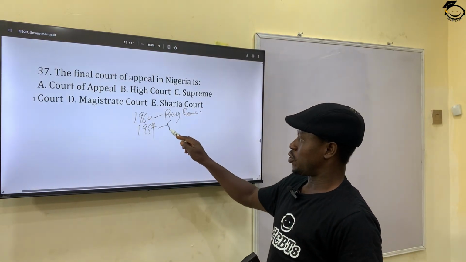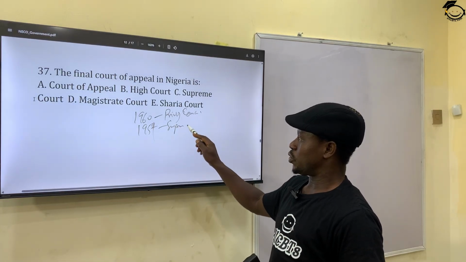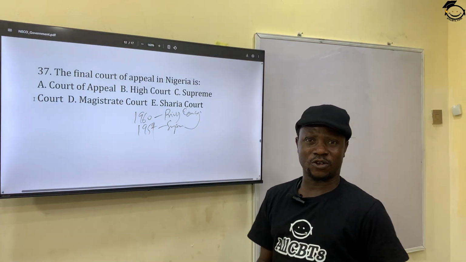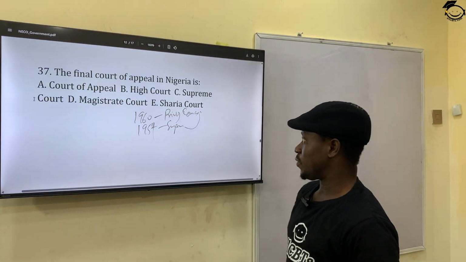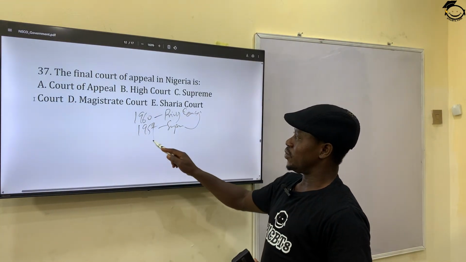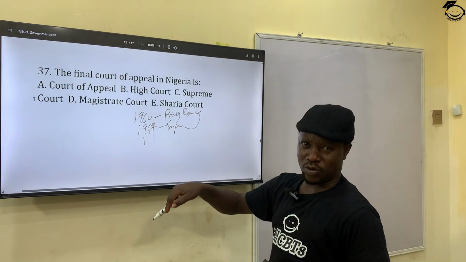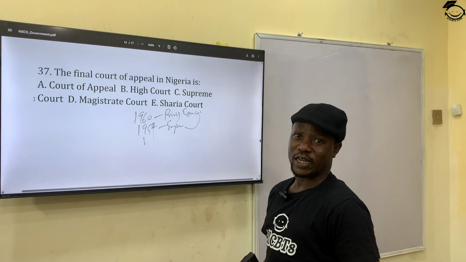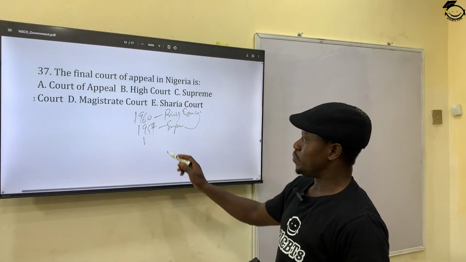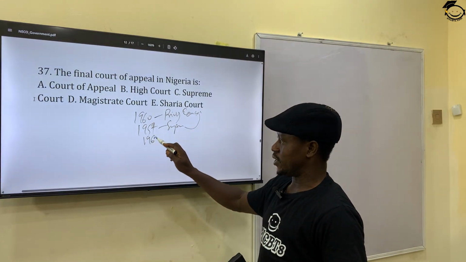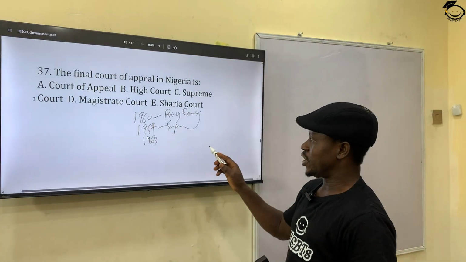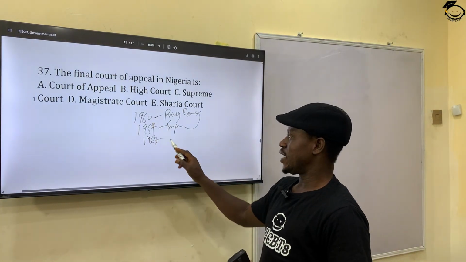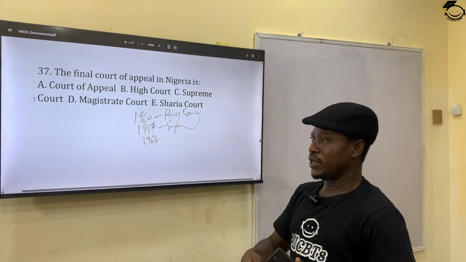But when the Supreme Court was introduced, it was subjected to the authority of the Judicial Committee of the Privy Council of England until we became a republic. Even when we got independence in 1960, our Supreme Court was still not the highest court. Until we became a republic in 1963, we declared that the Nigerian Supreme Court is the highest and the final court of appeal in Nigeria.